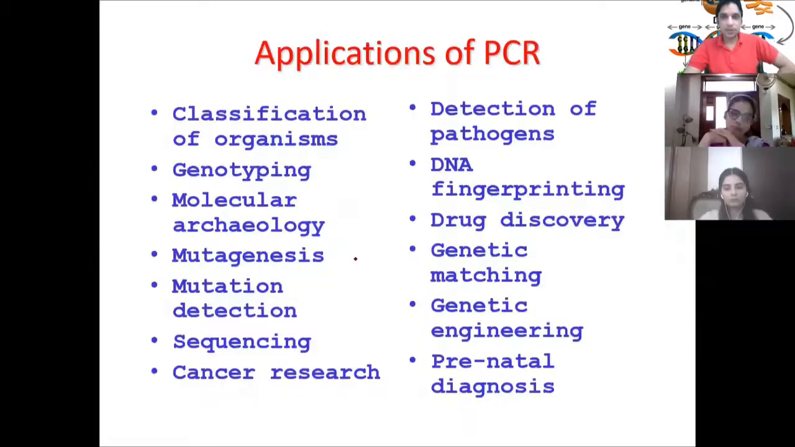Anyways, the applications of PCR: it is used in the classification of organisms, genotyping, molecular archaeology, and mutagenesis. Mutagenesis is like creating mutations at the place of your choice in a way you want. You can replace A with T, you can replace G with C, or C with A, whatever. You can do these things with the help of PCR. It is more accurately called site-directed mutagenesis.